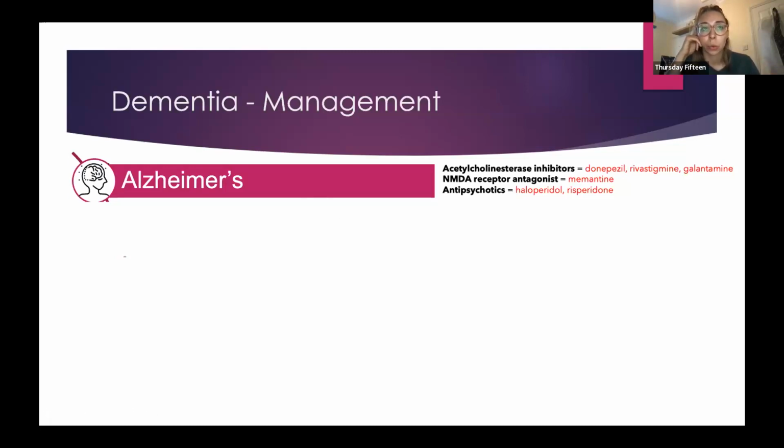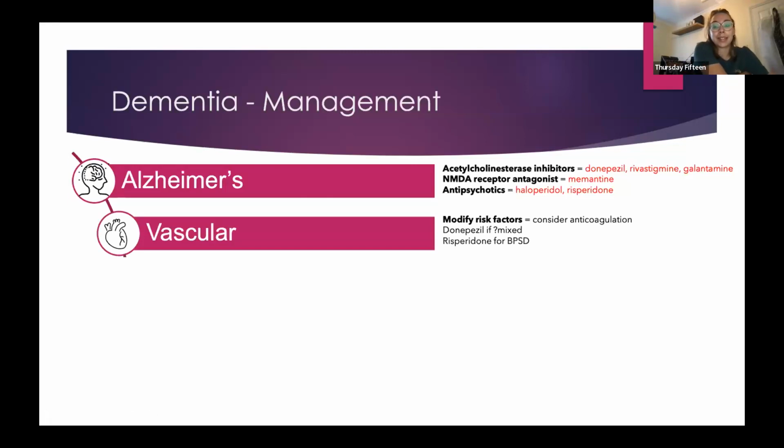Donepezil can cause things like insomnia, and memantine can cause constipation, so they're just common side effects to remember. In vascular dementia, generally we just aim to modify people's risk factors, so we might consider anticoagulating them, preventing further thromboembolic events, managing their blood pressure and things like that. If it was a mixed dementia, i.e. mixed Alzheimer's and vascular dementia, we might consider starting donepezil.